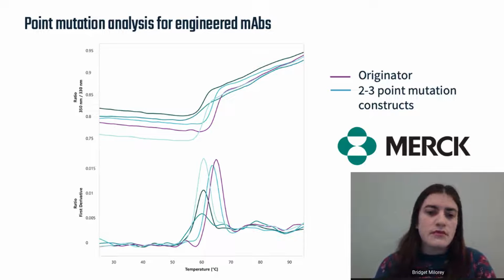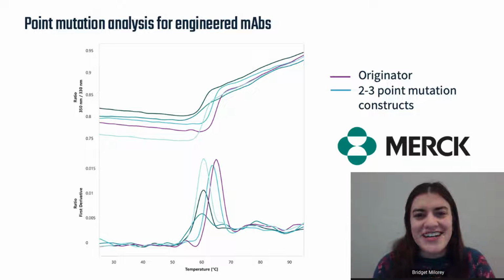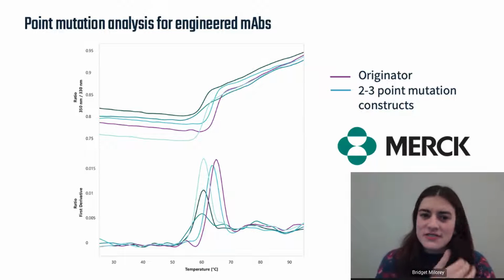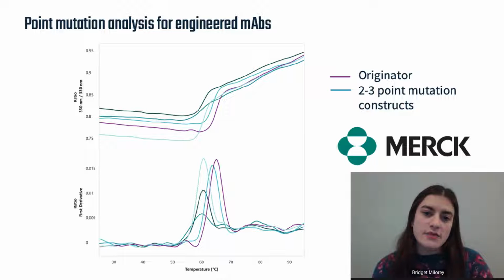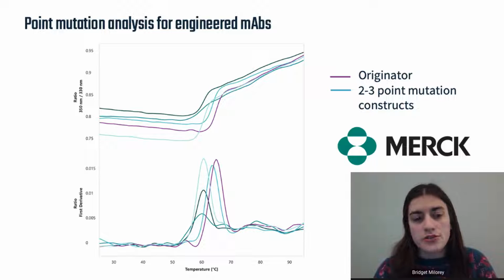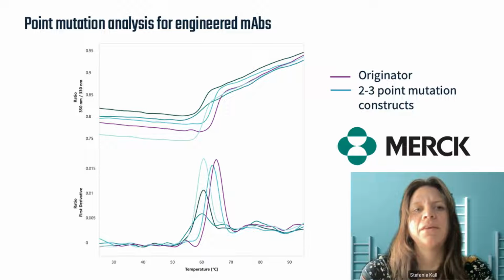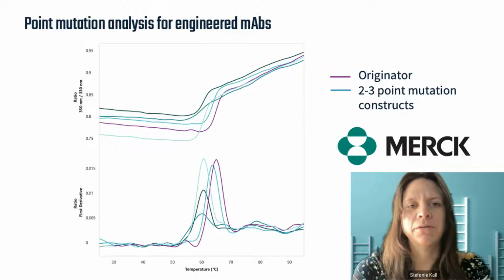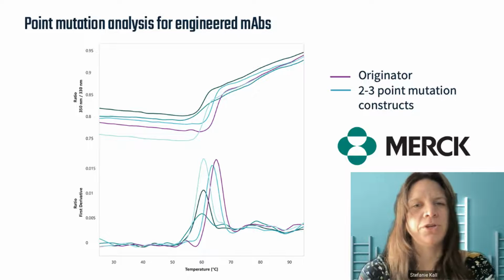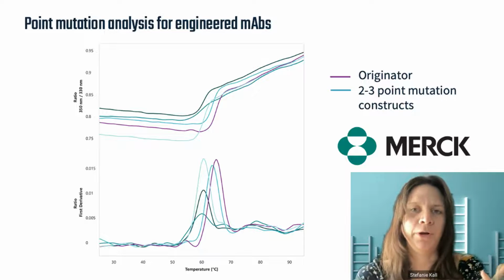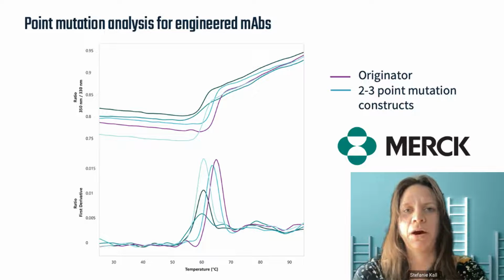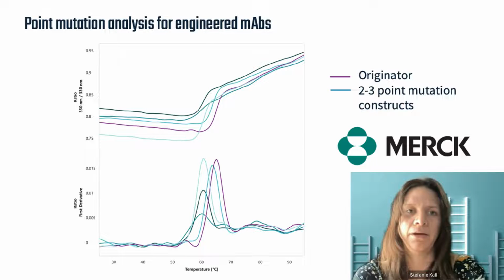originator mAb. And what I want to point out here, sorry, I was going to follow up, but yeah, what do you want to point out? That you not only see the shift in the TM just from these 2 to 3 point mutations, but you can also see a pretty big impact on the overall profile shape. Yeah, even when you were just talking about the TMs, it's really interesting how much they change with just a few point mutations, especially when you think about how large a monoclonal antibody is.